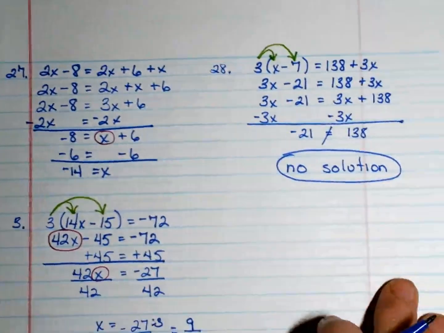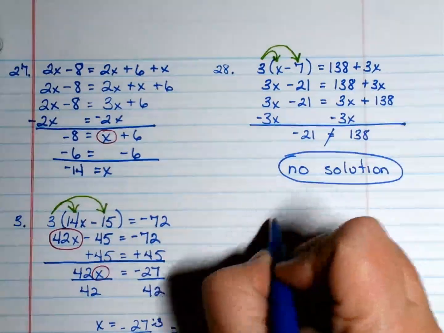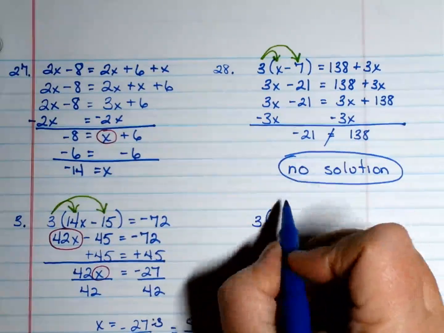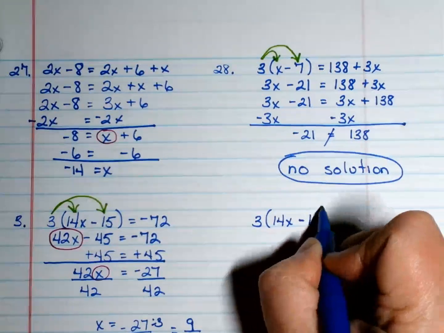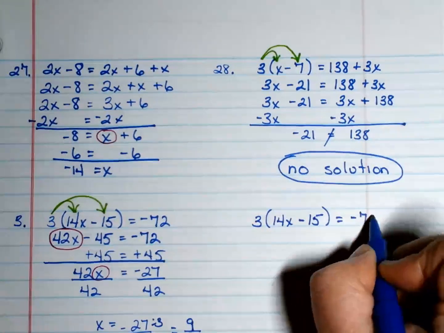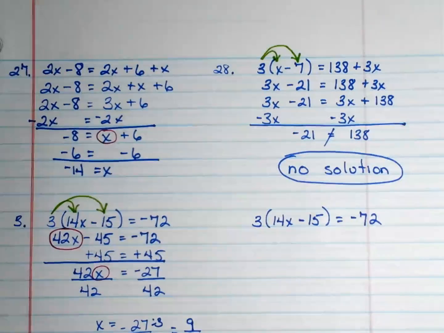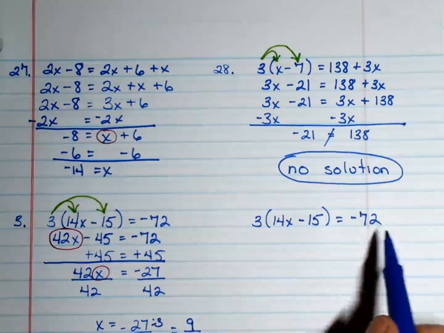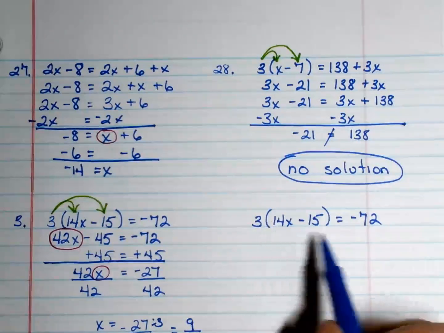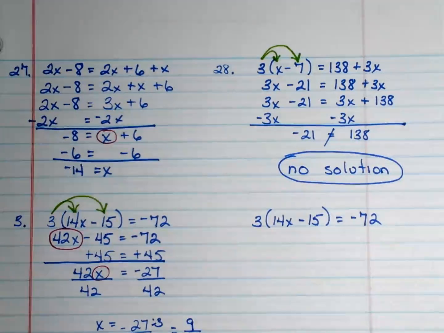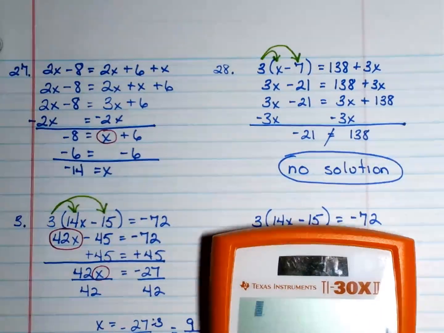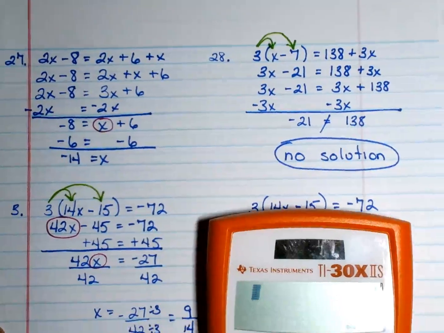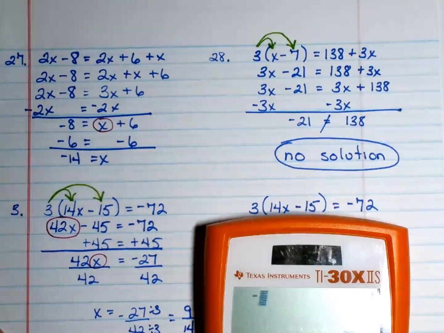Let me show you the other way we could have done this one. So we have 3 times 14x minus 15 equals negative 72. Now I know that 72 is divisible by 3 because with my rules of divisibility, 7 plus 2 is 9. So if the sum of the digits add up to a number that's divisible by 3, then that number is divisible by 3. Remember that rule? All right, so negative 72 divided by 3 would be negative 24.